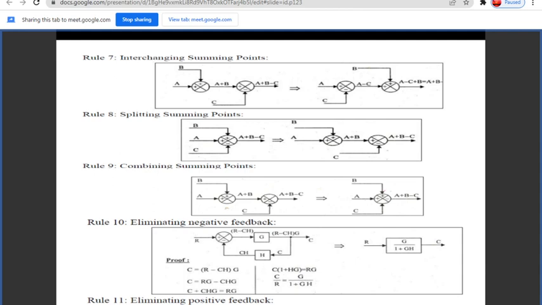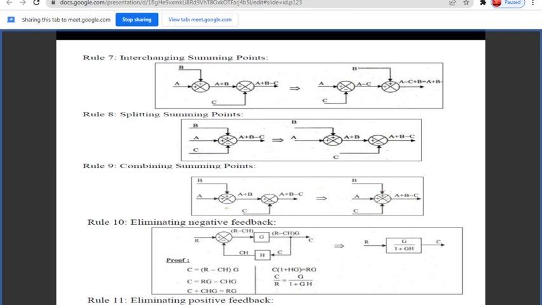You move the C terms to one side. The minus CH will be moved to the left hand side, so you get C plus CHG equal to RG. Taking C as common, you get C times 1 plus HG equal to RG. So C by R, that is our efficiency, is G divided by 1 plus GH after cross multiplying. That is the formula for the negative feedback system.